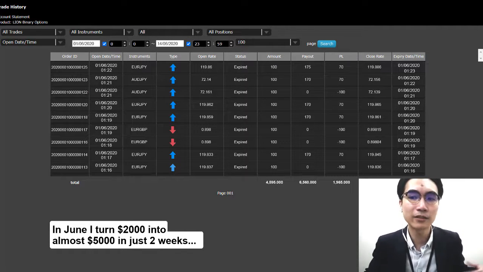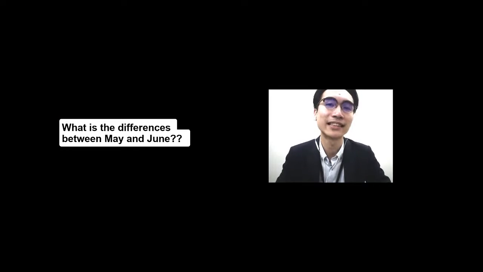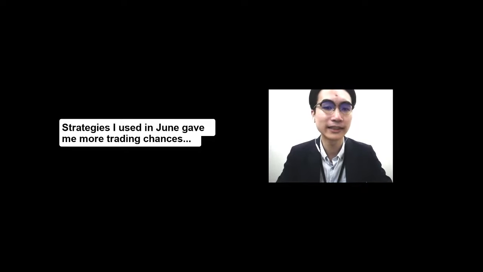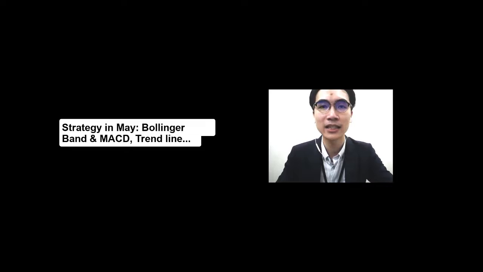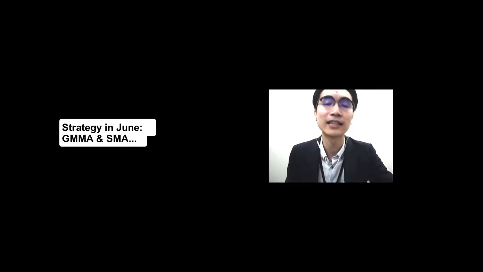A lot of you might be wondering what the difference is between May and June. There are two main reasons. The first reason is the strategy I use. If you remember, in May I mainly used Bollinger bands and MACD, and sometimes I traded with trend lines. But in June I started to use the GMMA and SMA.